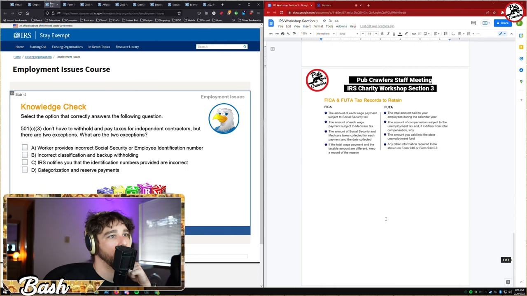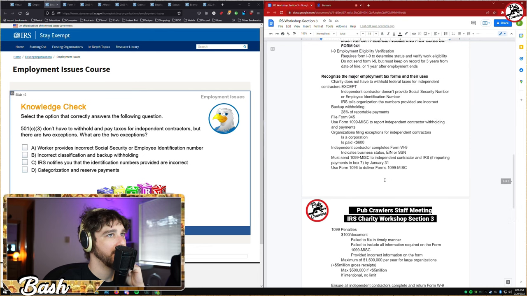I know that 501c3s don't normally have to withhold and pay taxes for independent contractors, but there are two exceptions. What are the exceptions? Choose two of these answers. Just to go a little quicker, I'm not going to read through these right now. What are the two exceptions? We have them right back up here. There were two exceptions: the independent contractor doesn't provide a social security number or employment identification number, which is this one. And the IRS tells the organization the numbers provided are incorrect. Those other two are not it.